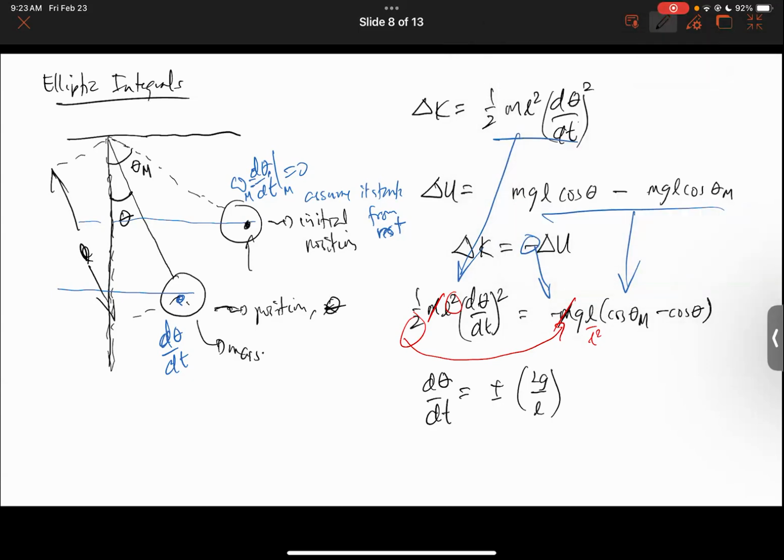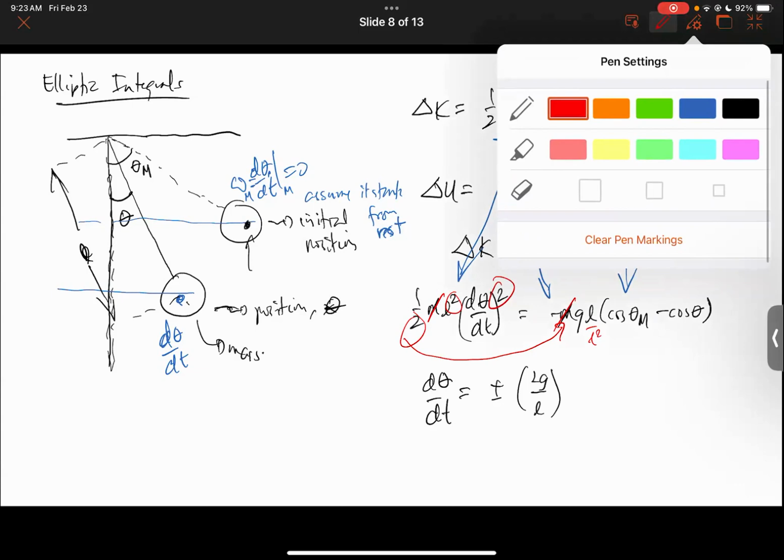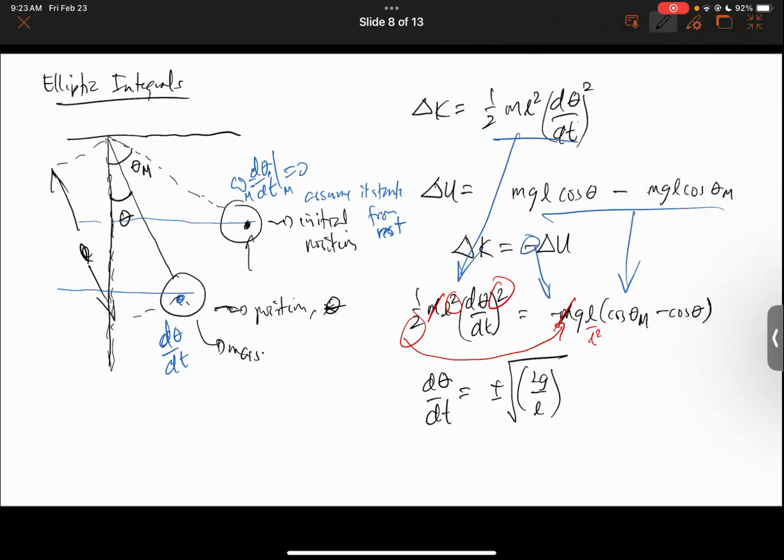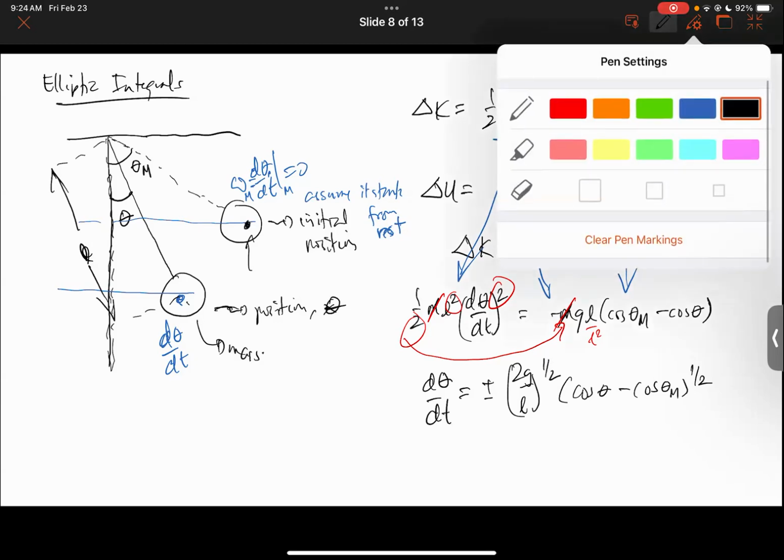tapos, since this is squared, okay, so ibig sabihin, magiging square root ito. Okay, that's why you have a plus or minus sign. Diba? Okay, so let's just write yung square root as raised to the 1/2. So plus or minus sign 2g over L raised to the 1/2, okay, times cosine theta minus cosine theta sub m raised to the 1/2. Again, square root yan. Okay. And this is our working equation.